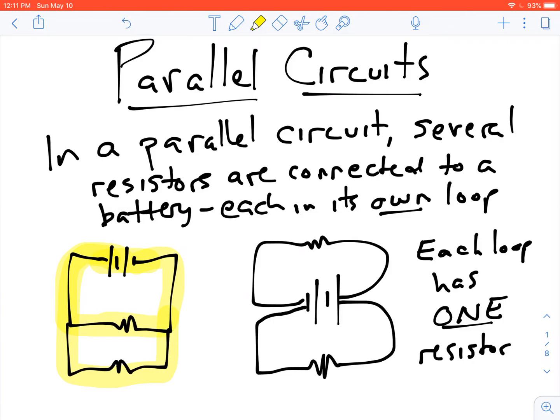On the right here, we have another one. Here's the battery. You have one loop and a second loop, and each of these loops has one resistor in it.